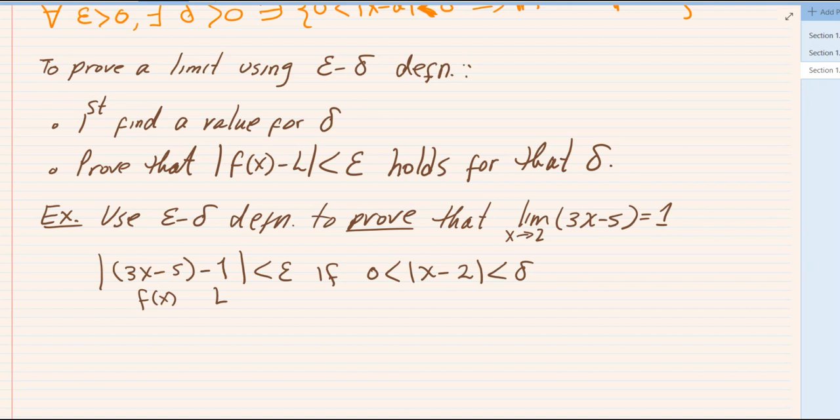Now there are two things we need to do here. First, we must again discover a value for delta for which the statement holds. Then the second step, we must prove that this statement holds for that delta. So for the discovery part of our work, let's begin this way.